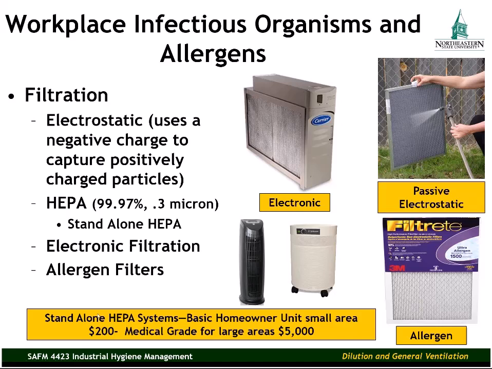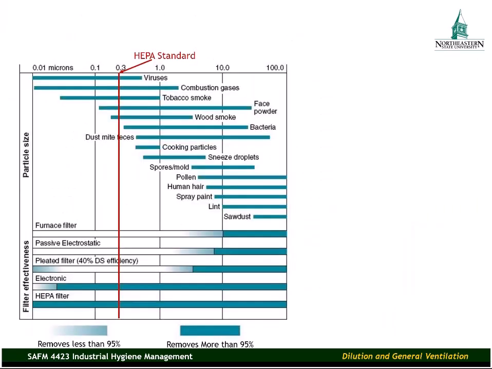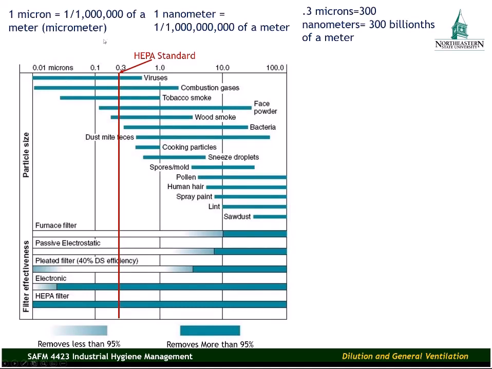But one thing to consider with your filtration systems is the size of the contaminants that you're working with. And that's what's identified here in this chart. This gives us a better idea of the scale or size of these different measurements. 1 micron is 1/1,000,000th of a meter, also referred to as a micrometer. 0.3 microns equals 300 nanometers, which equals 300 billionths of a meter.